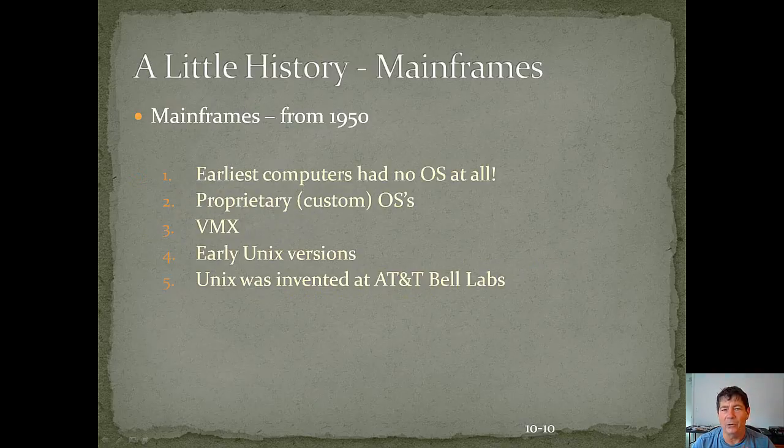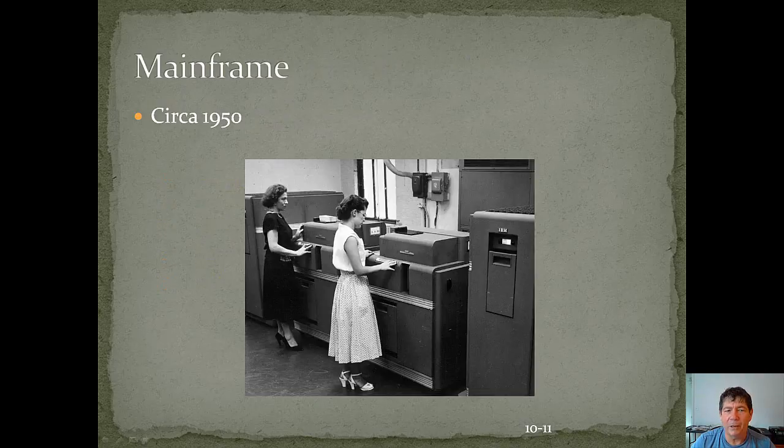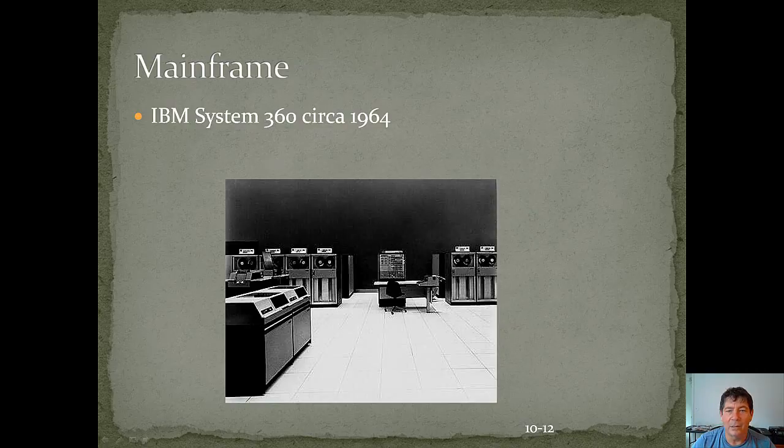So let's get a little history. Mainframes began around 1950. The earliest computers had no OS at all. They were proprietary OSs, such as VMX, early Unix versions. Unix actually was invented at AT&T Bell Labs. So here's a picture of a mainframe. Notice how big it is. It really doesn't have much memory or computing power, but it's certainly big. This is another one from around 1964.